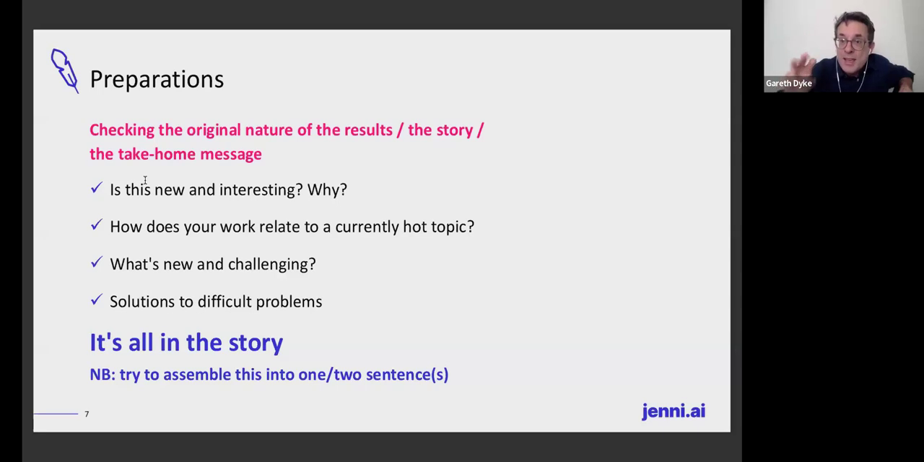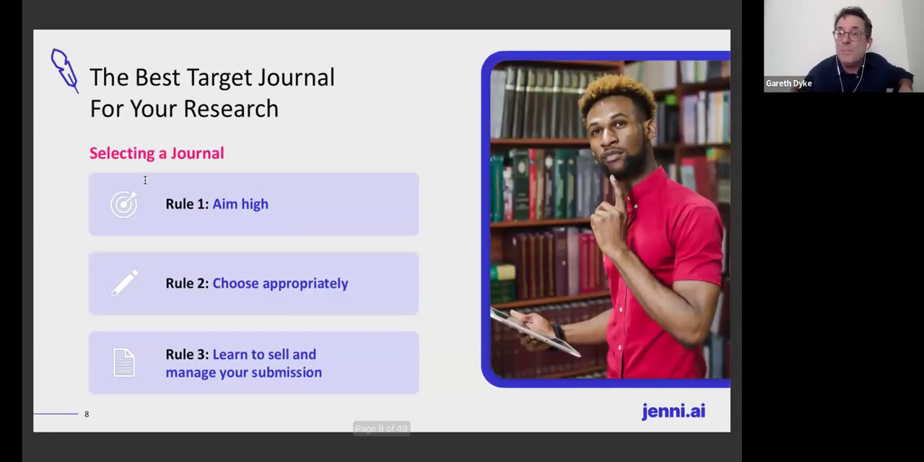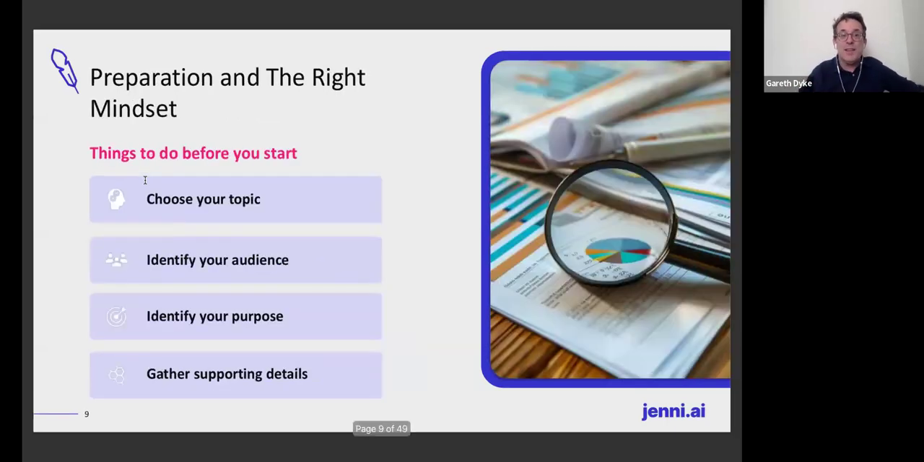Actually, there are 3 things that you should have in mind before you begin the writing process. One is your journal, the other, your message, and the third is going to be structure. We'll come on to that in a moment, but targeting a journal is very important. We encourage you to come along to some of our other events on journal selection. You aim high, you choose appropriately, and we can help you to learn to sell and manage your submission into international journals, getting your work published in fantastic leading international journals.